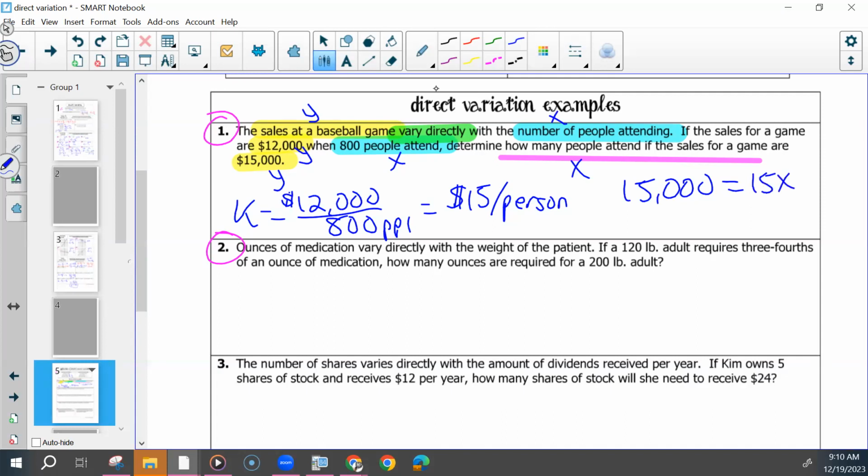So divide both sides by 15. X equals 1,000 what? Okay, so make sure you have the correct label. $1,000 wouldn't make sense because that's not what we're looking for. And as we see, the more people that attend, the more they have in sales, but the fewer people that attend, the less they have in sales. They go up and down.